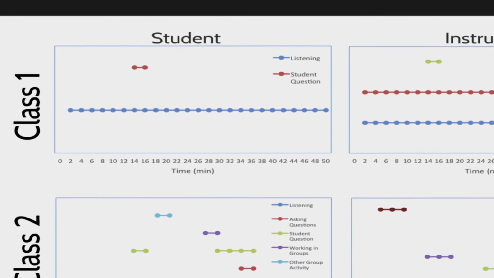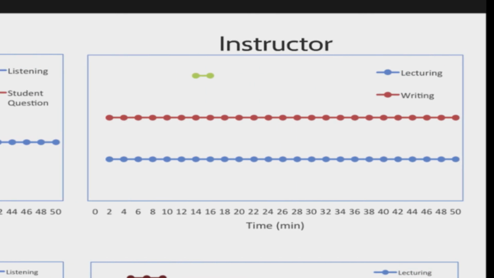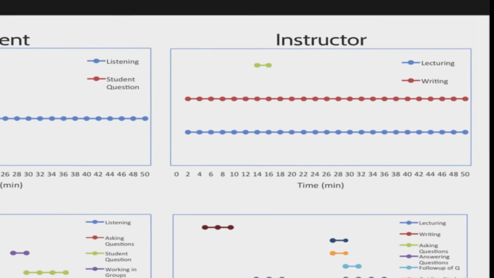On the top, we see what the student did during class 1. The student spent the entire class listening with a question asked in the early part of the class. The instructor spent the time lecturing and writing at the board, and then answering that question that the student asked at the beginning. This is a traditional and lecture-based class.